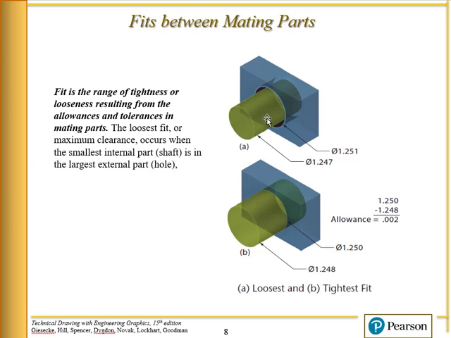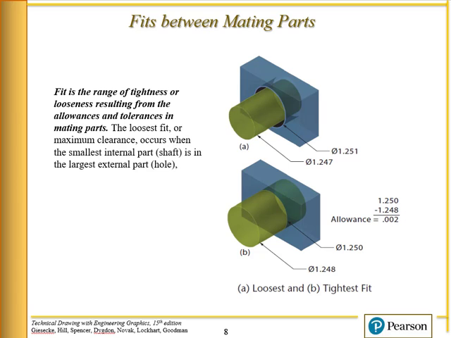In this particular case, I've got a shaft that's at 1.247, and then we've got this hole at 1.251. If I take the difference between those two, that would be 4 thousandths. Here, that's the loosest fit. Now the tightest fit over here, based on our tolerance range, is we have a hole of 1.25 and a shaft of 1.248. If we take the hole and subtract the shaft, we get an allowance of 2 thousandths.